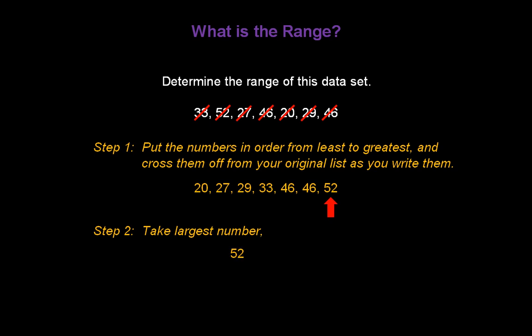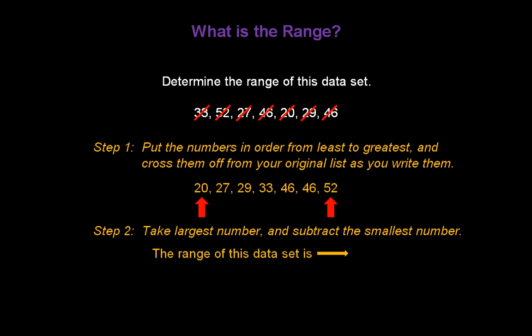Take the largest number, that's 52, subtract the smallest number, that's going to be the 20, and 52 minus 20 gives us 32. So the range of this data set is 32. It's just as easy as that.